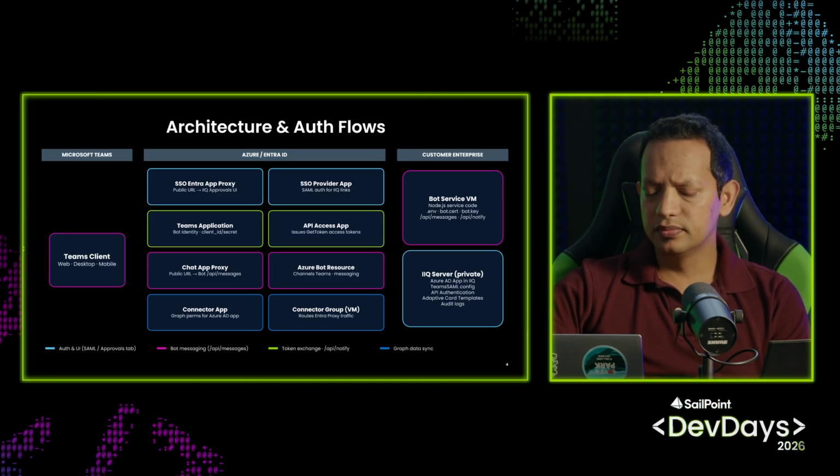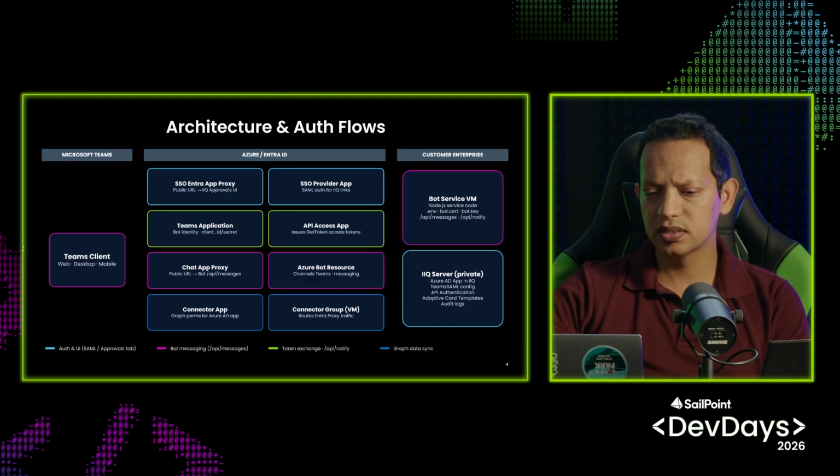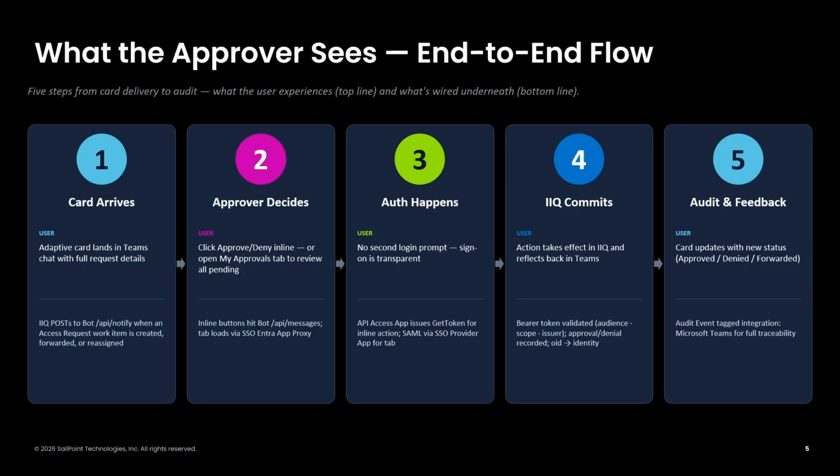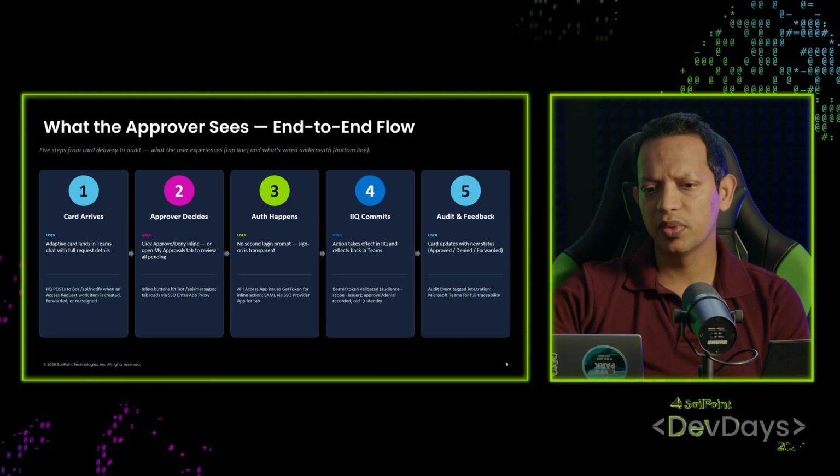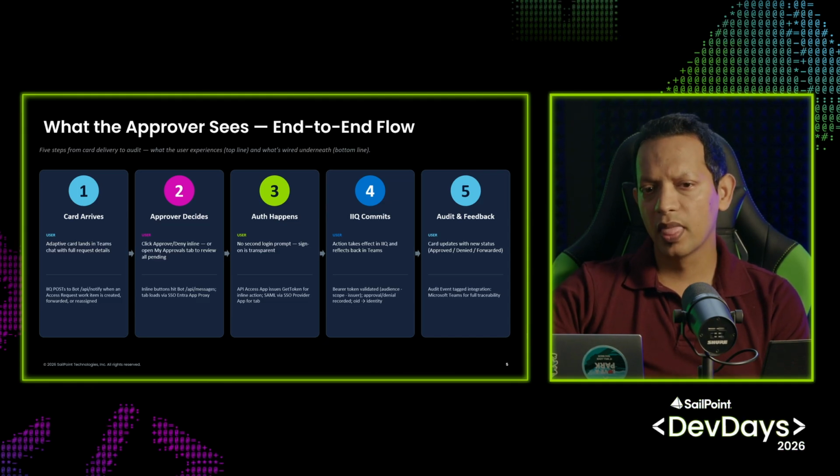Now, moving on to the next one, which is how the approver sees the flow. Technically, when an access request work item is created or forwarded, IIQ posts that to a bot endpoint, which is /api/notify, with the work item details. The bot translates that into an adaptive card and renders it to the UI using the bot framework. The trigger is not just whenever the work item is created. It can be whenever the work item is forwarded or reassigned.